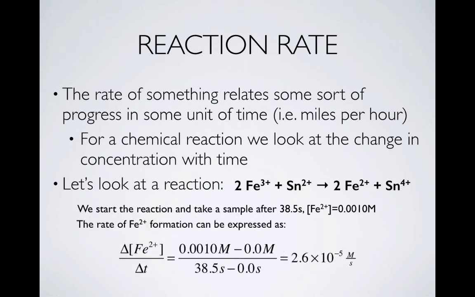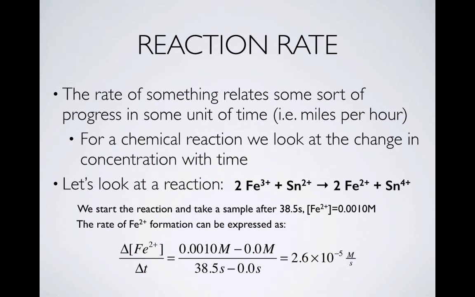So we're going to look at the rate of the reaction as the rate of iron 2+ formation. And so that would be expressed as the change in the concentration of iron 2+ over the change in time. Well, the change in the concentration of the iron 2+ was 0.001 minus 0, because it started at 0. And that change took 38.5 seconds.